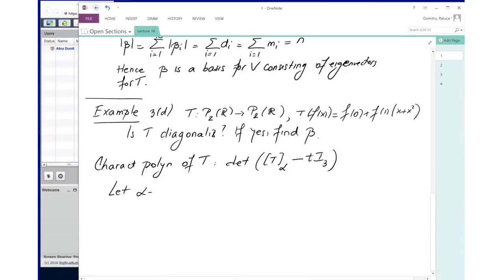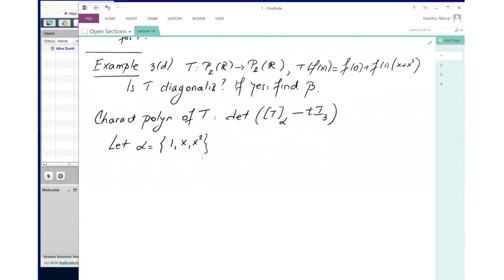So let alpha be 1, x, x squared. Okay. All right, let's figure out the matrix of T in this basis. So T of 1, what will it be? f of x equals 1, constant equal to 1.